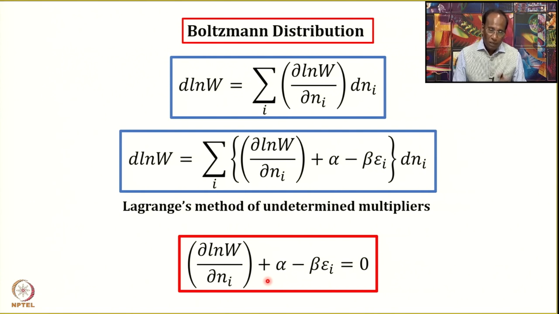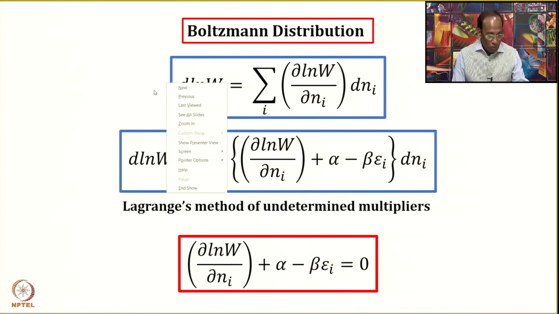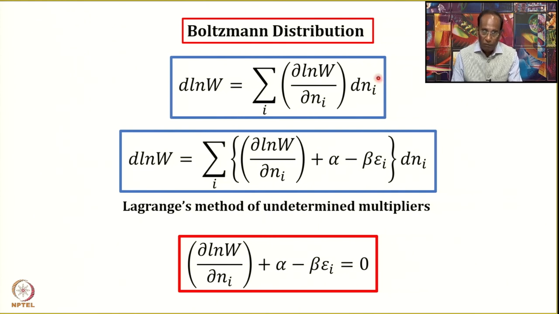So the equations that we are going to derive now are number 1, d log W, to be written in the form of partial derivatives, and then we will introduce some constants alpha and beta to transform d log W into another equation where we can set either dNi equal to 0 or this bracketed expression equal to 0 if we set d log W equal to 0. And we are also going to use Lagrange's method of undetermined multipliers, and eventually we will come up with this expression. And let us now go step by step in deriving these equations.